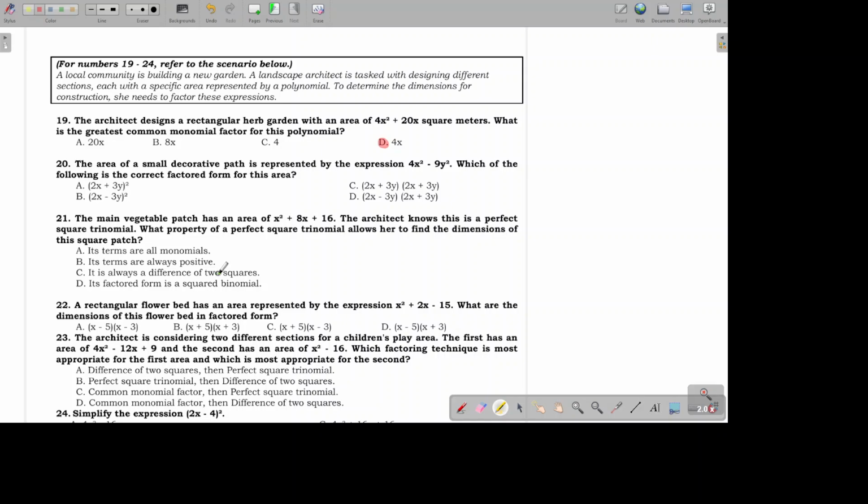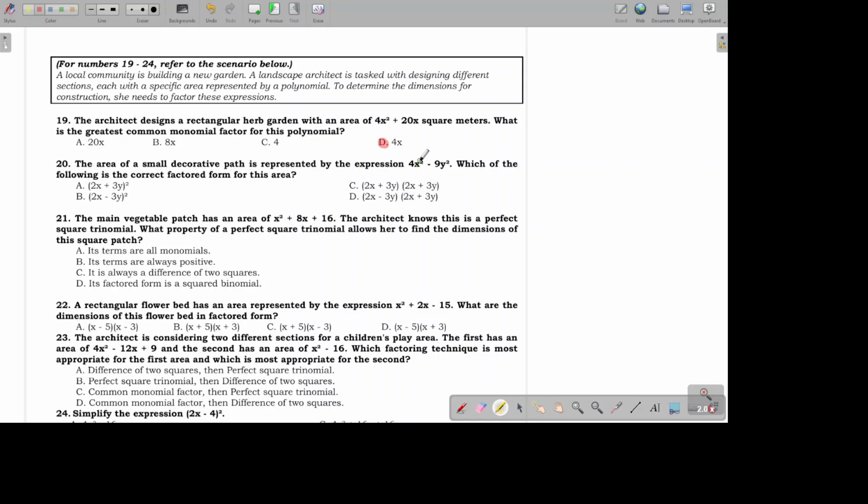Number 20. The area of a small decorative path is represented by the expression 4x squared minus 9y squared. Which of the following is the correct factored form for this area? So this is a difference of two squares. So nakita na natin kanina that for us to obtain a difference of two squares, we have to multiply a sum and difference of the roots.